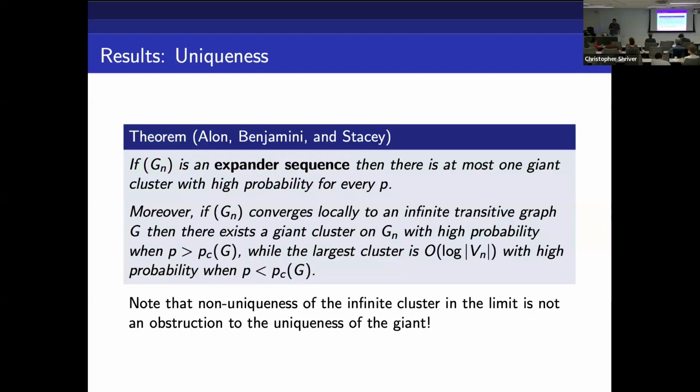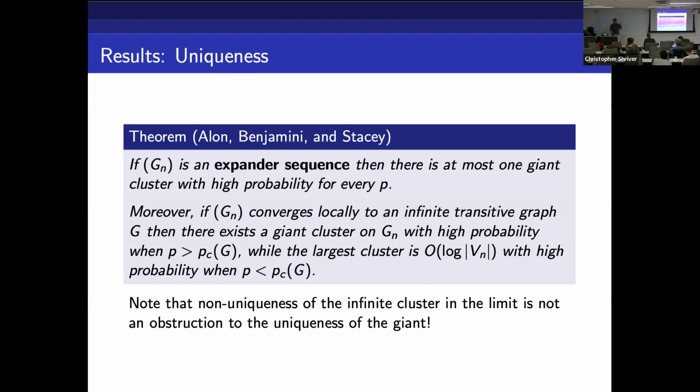What I want to tell you more about, in more detail, is this question about the uniqueness of the giant cluster. There were already some results. In this paper of Alon, Benjamini, and Stacey, they proved that their conjecture is true for expander sequences. Being an expander is like the finite graph version of being non-amenable. It means every set which has at most half the vertices has a large boundary. And they showed that if you have an expander sequence, then you always have uniqueness of the giant.